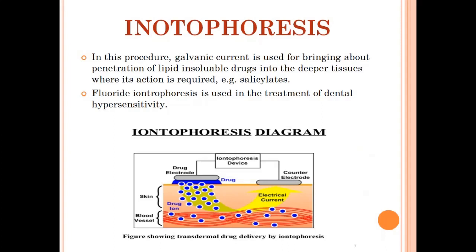Here you can see the diagram of the iontophoresis device. See, the drug is placed on the skin, and on top of the drug an electrode is placed, and we are giving the galvanic current. So what the galvanic current is doing, it is helping the drug to get released into the deeper areas of the tissues. So it will go through the skin into the blood circulation, and it will be easily absorbed. This is especially used in case of lipid insoluble drugs which have to go into the deeper tissues.